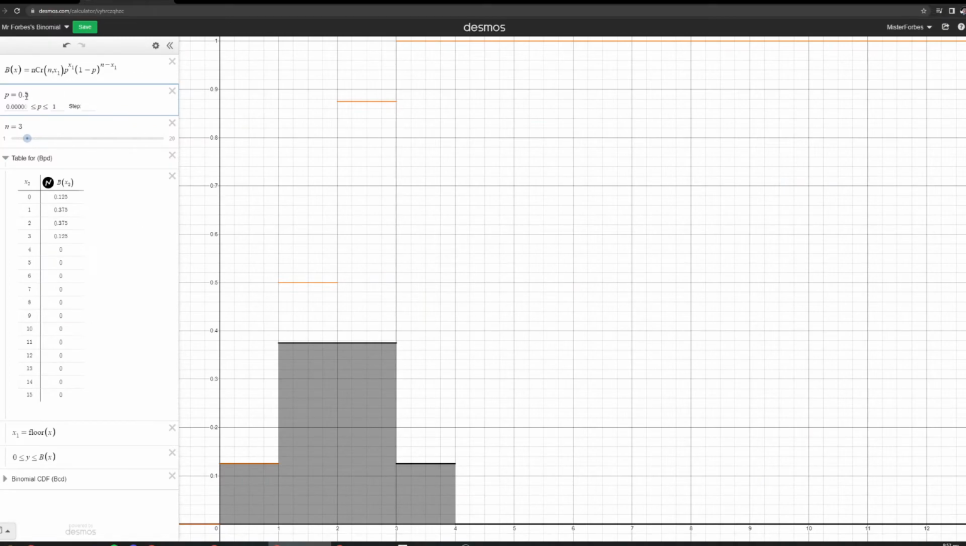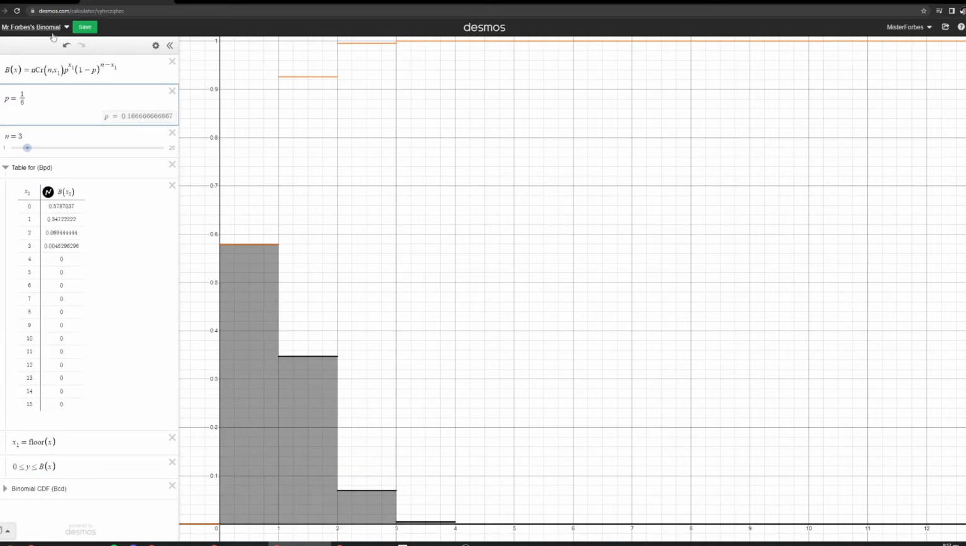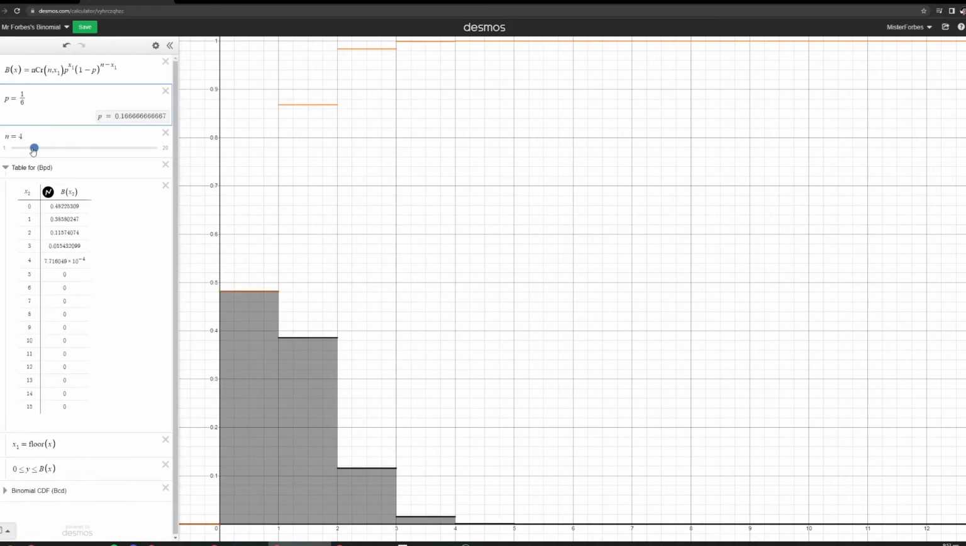Okay, so what we're going to do is our probability's changed, and now it's 1 over 6. And the amount of dice we're rolling is also changed. So this is what the distribution looks like here. This is the probability of getting 4, 0.0008.